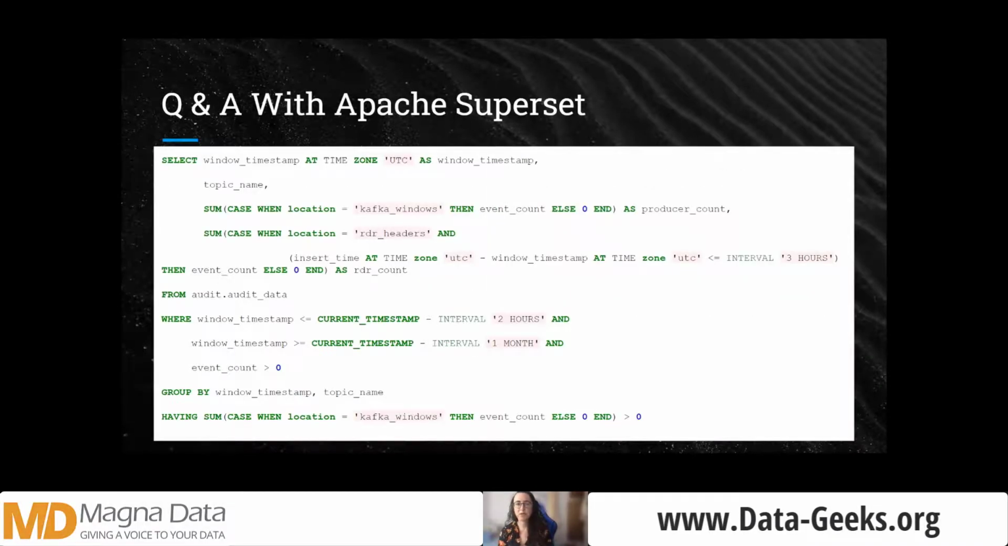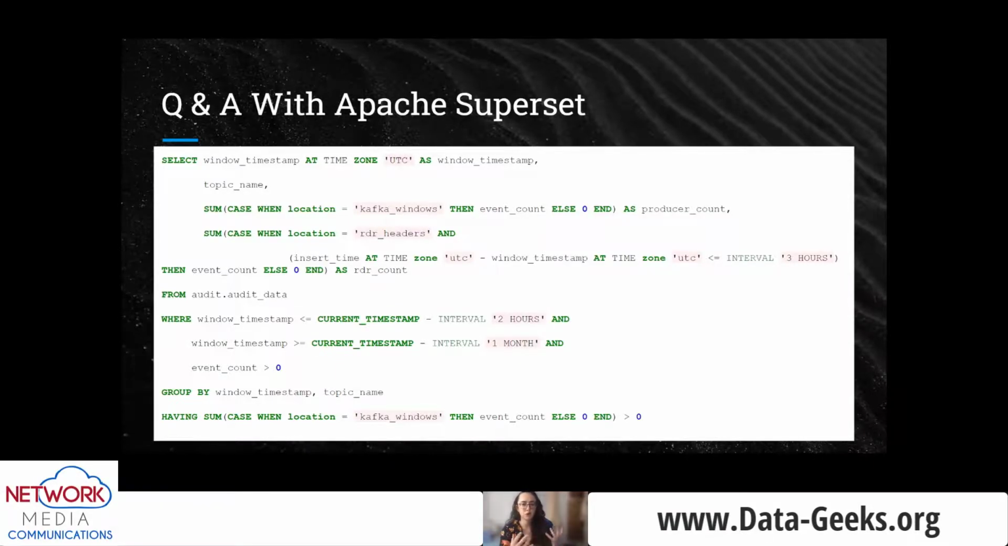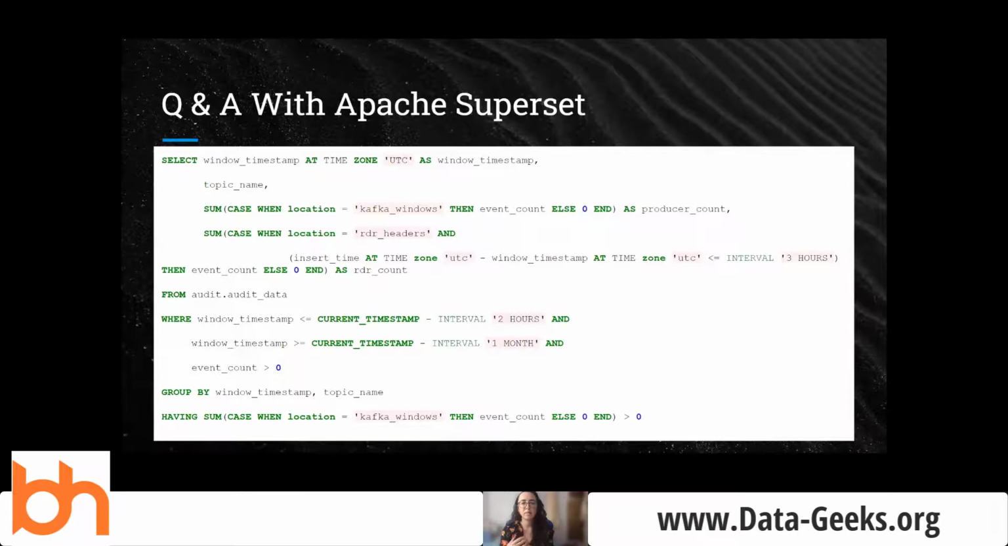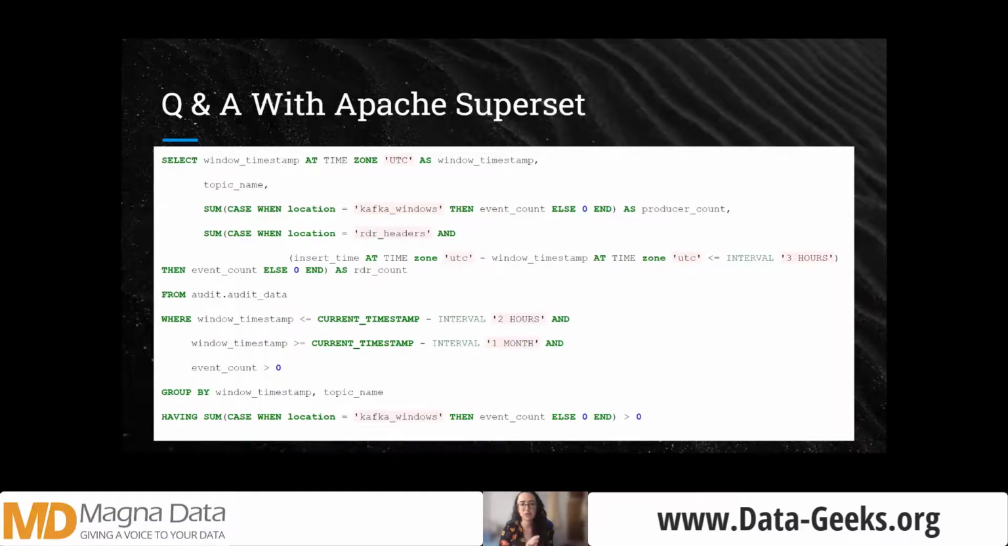And what you see now is just the SQL that we actually provided Superset with in order to create most of these charts. So you see that we use the location in order to just create that producer count and RDR count. And we use these values in order to do all the calculations for arrival rate, for arrival latency, and just the grouping by factor is the one that's providing us with the granularity. So in this case, it's just the topic name. Next slide.